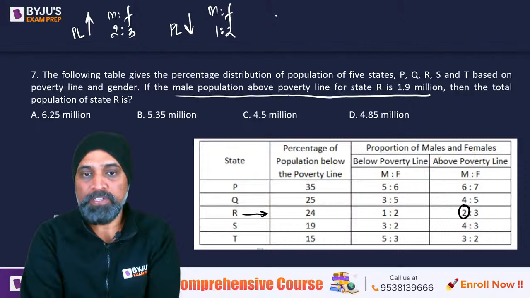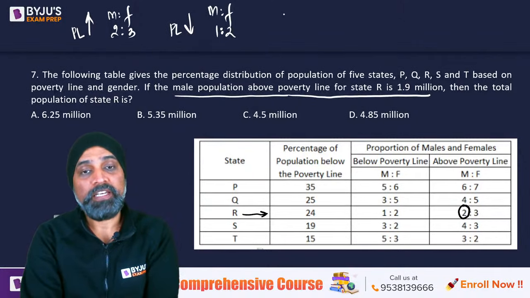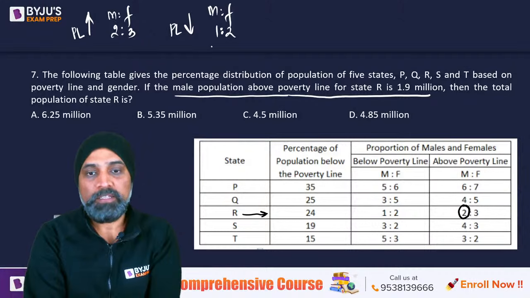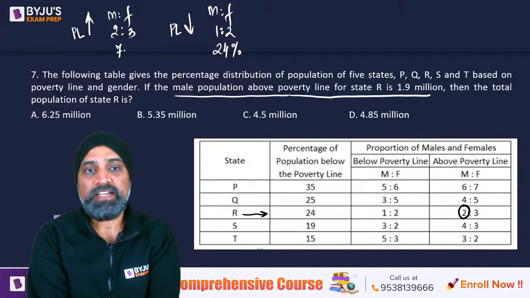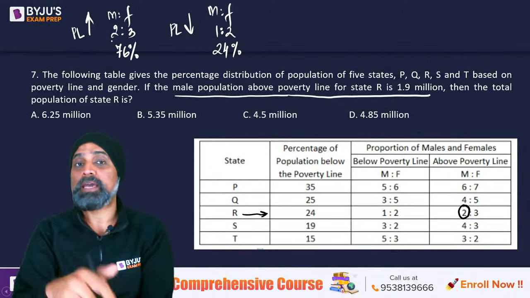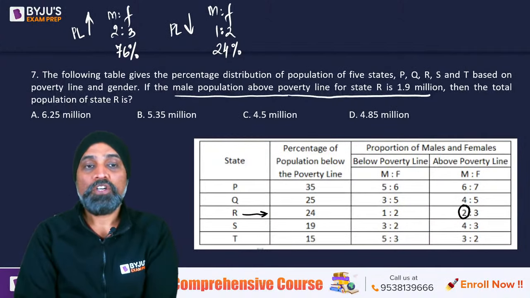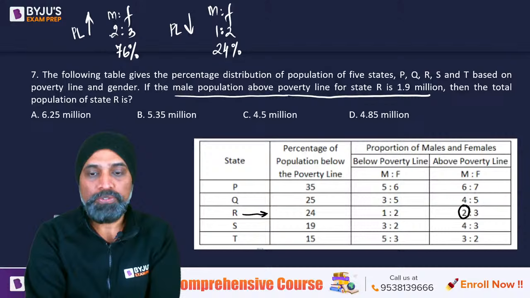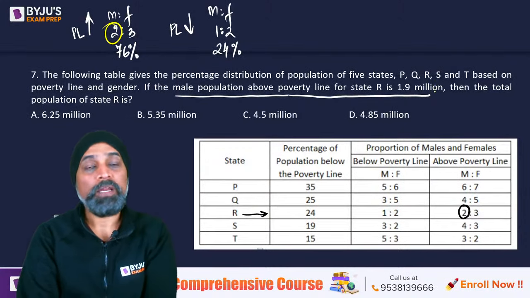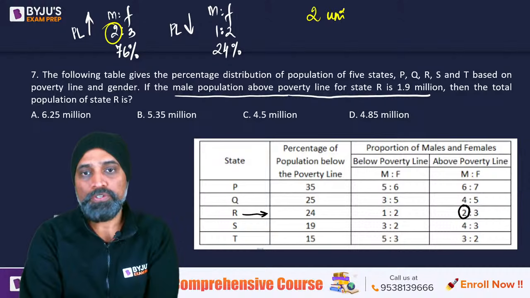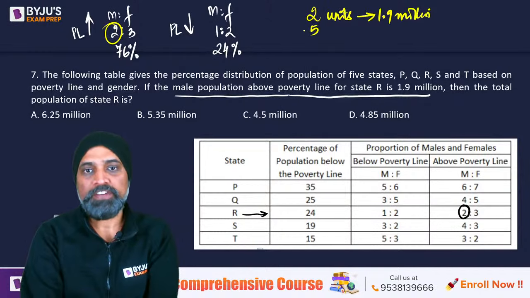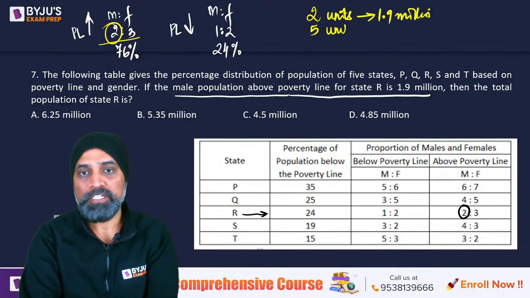And then it says percentage of population below the poverty line. So below the poverty line, the percentage population is 24%. That means the remaining 76% are above the poverty line, right? So can we say these two units represent 1.9? If 2 units represent 1.9 million, then 5 units will represent 1.9 into 5/2 million.